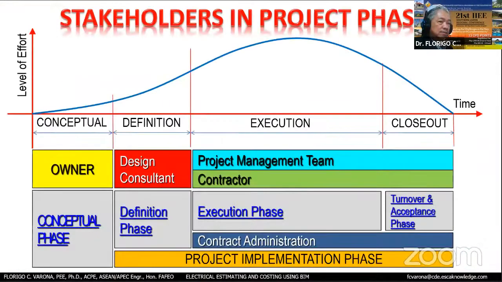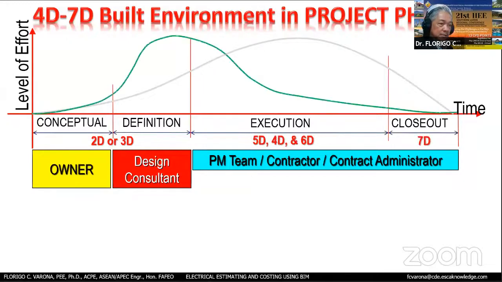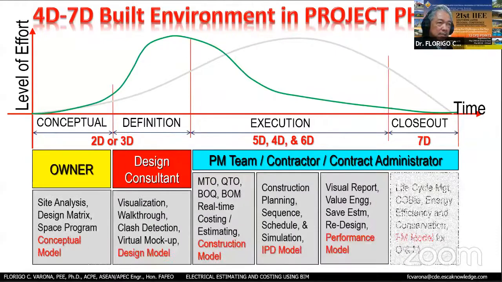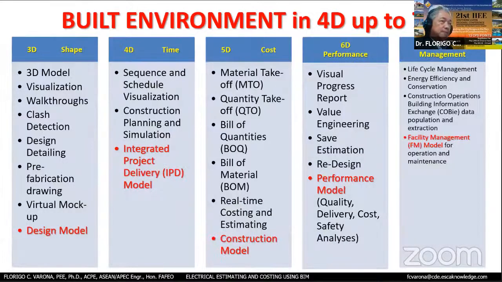Okay, so I'll show you this one. This is again the common stages of a project, and we have seen this one, and I think I have discussed this already. And then 4D is about shape, the geometry. 3D is the shape. 4D is about time, and then 5D is about cost.